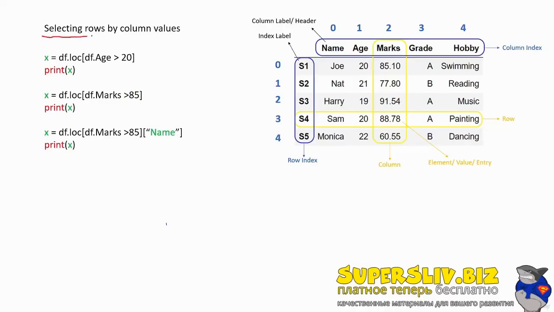Now let us see how to select rows by column values. The syntax is df.loc. Within the square brackets we have to specify the condition. In this example it will return rows in which age is greater than 20. So it will return rows 1 and 4. In this example it will return rows in which marks are greater than 85. It will return rows 2, 3 and 0. In this example, it will select the rows in which marks are greater than 80, then print the name values of each row. So it will print Joe, Harry and Sam.